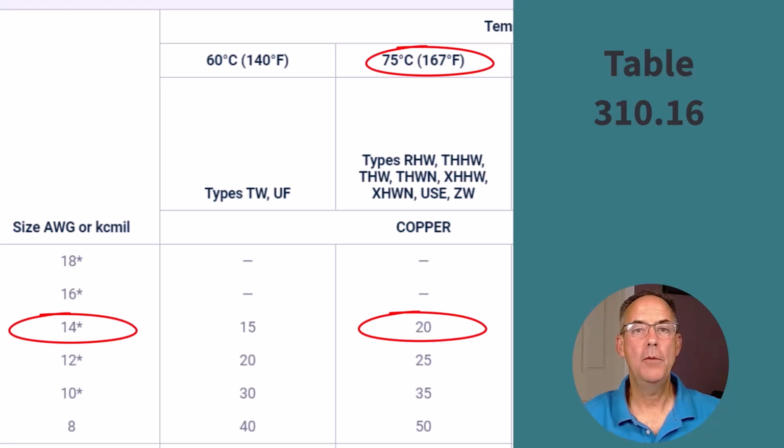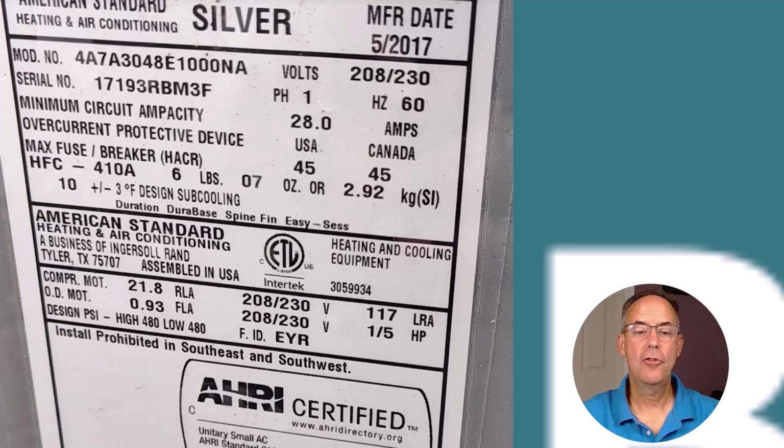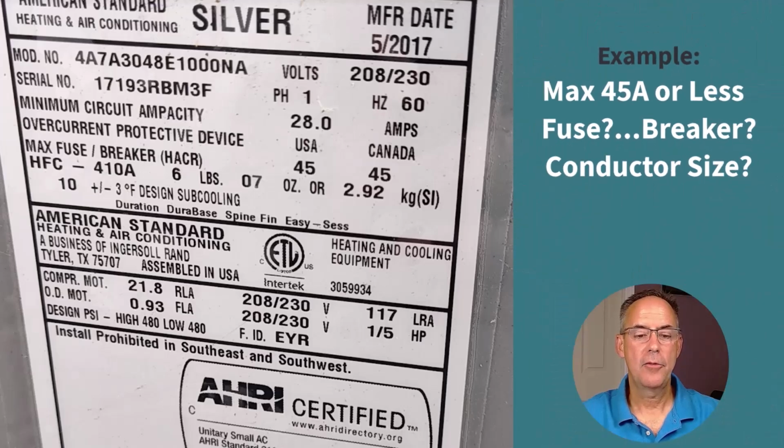So number 14 would be acceptable for that installation for our minimum circuit ampacity. Okay, let's look at an example of another tag. On this particular tag, it tells us maximum fuse/breaker. So you can use either or, and it tells us it's 45.